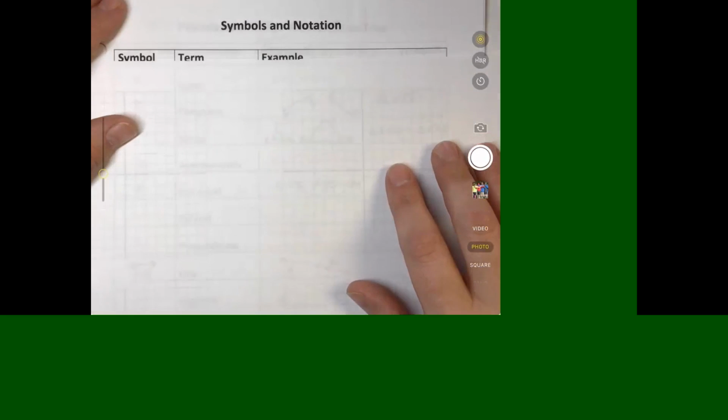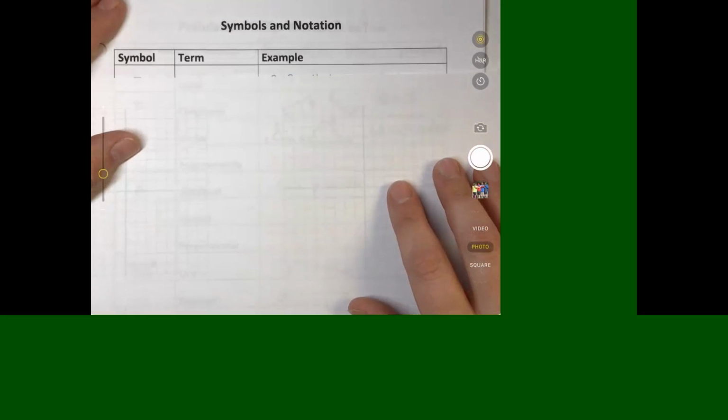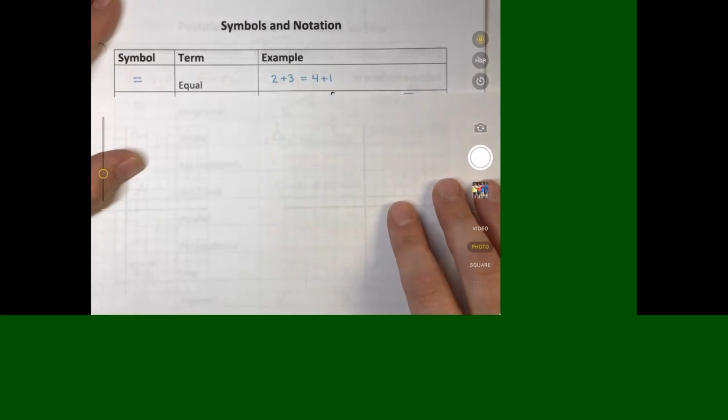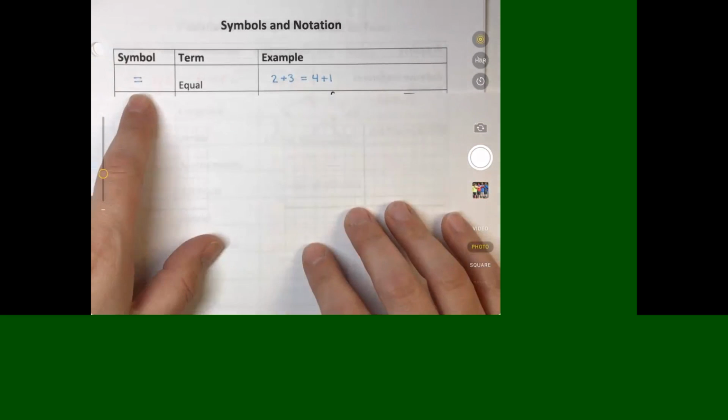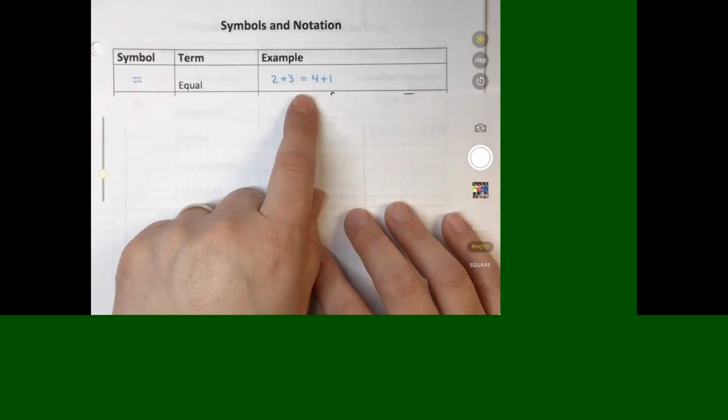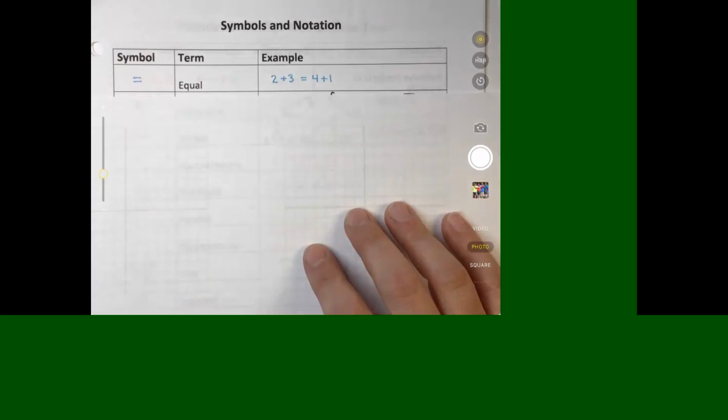The first part we're going to look at is our equality. Hopefully you know the equal sign. I think we've learned that multiple times. It means the left side and the right side of your equation are equal. So 3 plus 2 is 5, 4 plus 1 is also 5. They might look different, but both sides are going to be equal to each other.